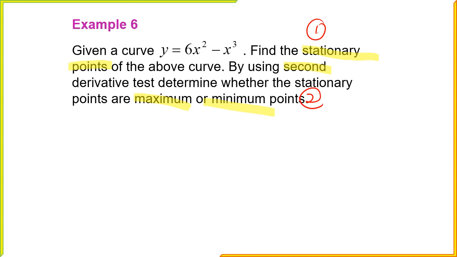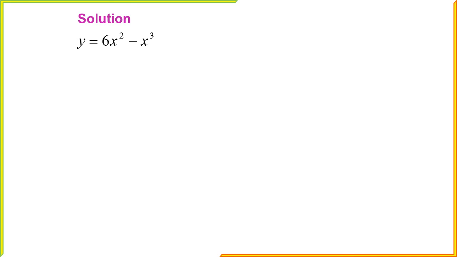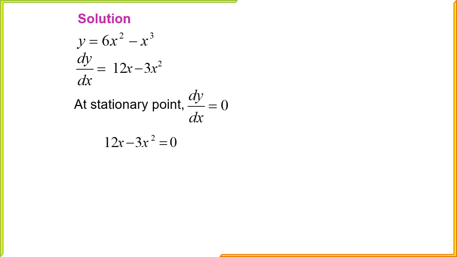As usual, we need to find the stationary points. We can differentiate y to get dy/dx, and set dy/dx equal to 0. So dy/dx is equal to 12x minus 3x squared. After letting it equal to 0, we get 12x minus 3x squared equal to 0. Factorize out 3x, so we get 3x times (4 minus x) equal to 0. This means that 3x equal to 0 and 4 minus x also equal to 0. So we have x equal to 0 and x equal to 4.